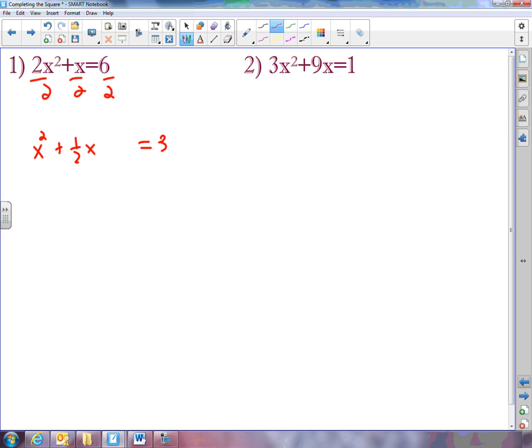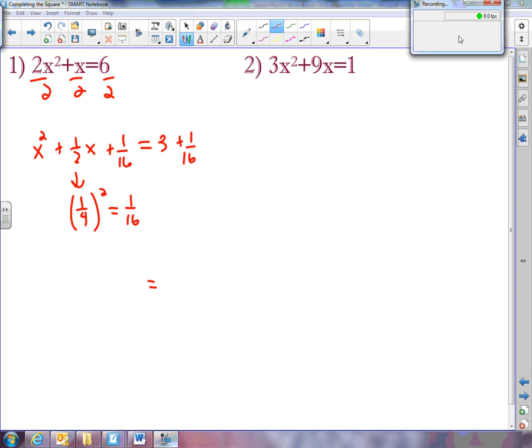So now that I have a fraction in this problem, it's no big deal. You still do the same thing that you normally do. I'm going to take half of this term, which is 1/4, and I'm going to square that. 1/4 times 1/4 is 1/16. Then I'm going to add that to both sides. So here I get, let's try to simplify this side of the equation.